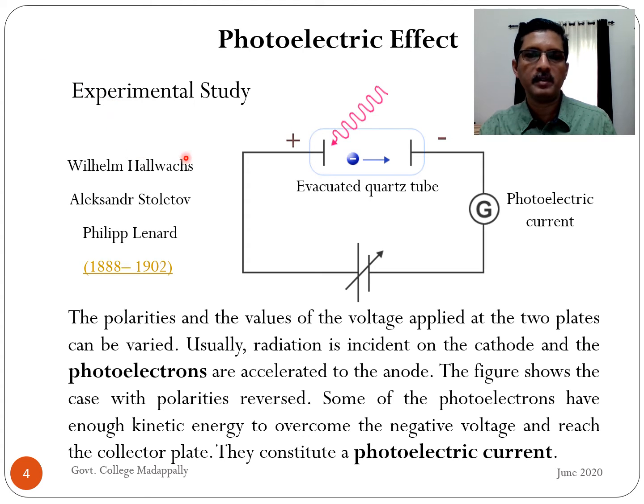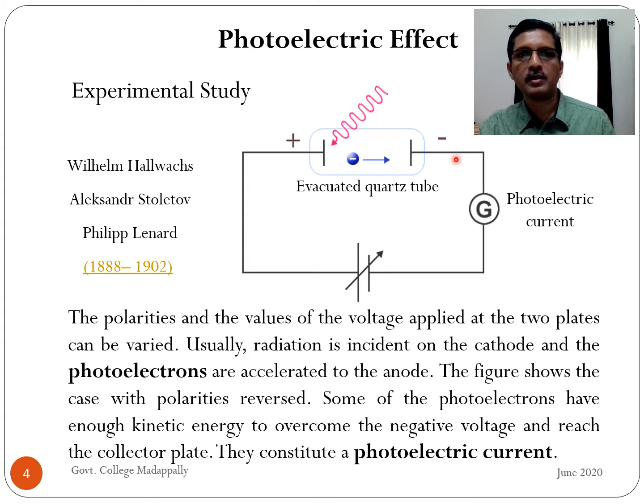Consider this experimental setup to study photoelectric effect. We have an evacuated quartz tube here. There are 2 metal plates. Electromagnetic radiation is allowed to be incident on one metal plate, let us call it the emitter plate. Then electrons will be emitted and can be accelerated to the other metal plate, let us call it the collector plate. The electrons emitted from the emitter plate are called photoelectrons. When they reach the collector plate, they produce a current in the external circuit, which is called photoelectric current. This current can be measured using a sensitive ammeter.